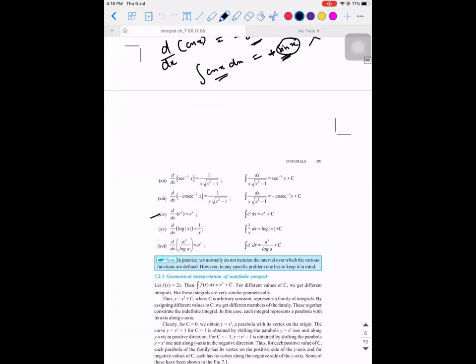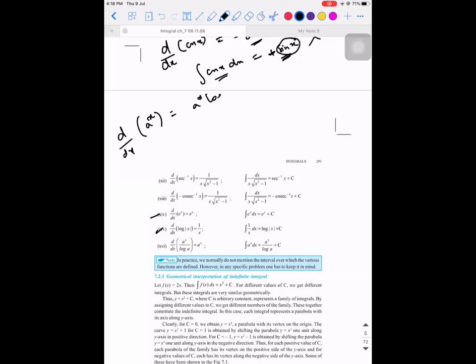So the next basic functions are: derivative of e power x is e power x, so the integral of e power x is also e power x plus c. Similarly, the derivative of log x, log x base e, is 1 by x. So the integral of 1 by x will be log x. Do you people remember the derivative of a power x?